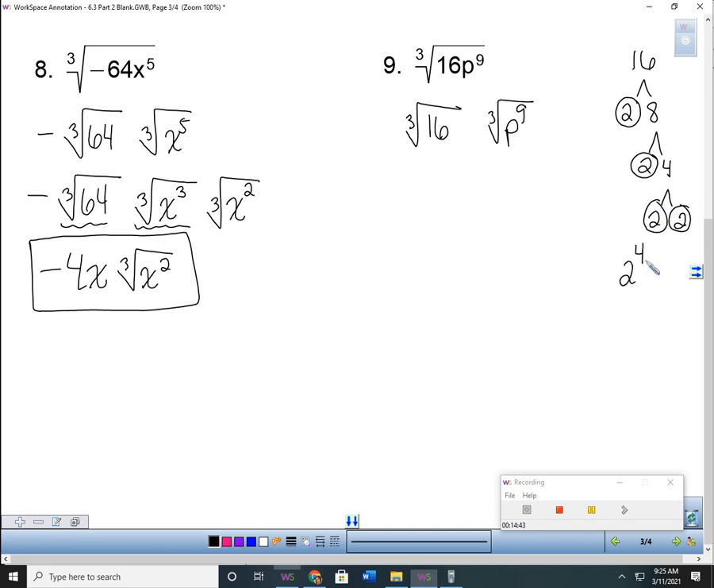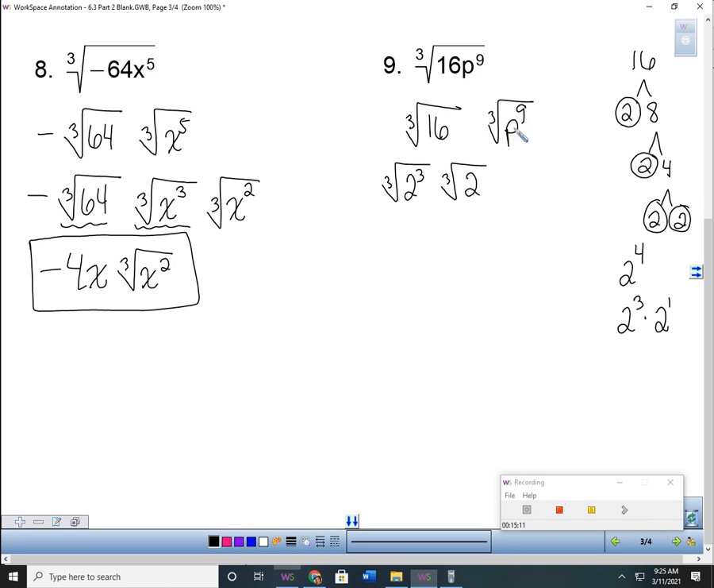Now, is that 4 going to divide by 3? No. So what is the biggest number smaller than 4 that will divide by 3? That would be 3, right? And how many 2's does that leave left over? Just 1, right? So I've got the cubed root of 2 to the third, and the cubed root of 2.